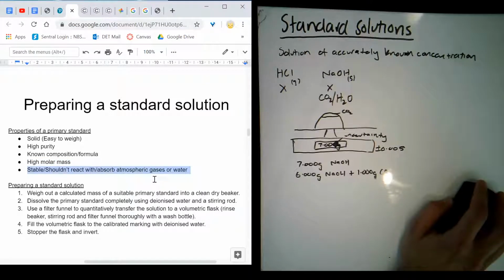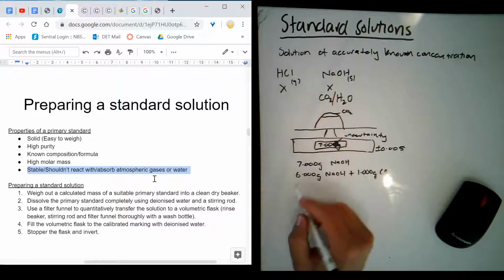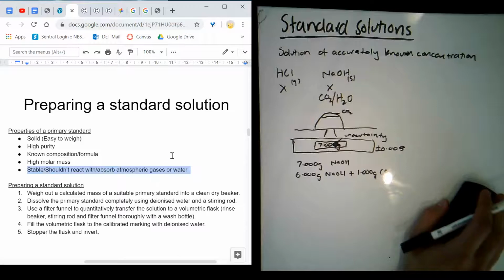We can't have it reacting with atmospheric gases or water, otherwise we don't know the composition of what we're weighing, and we can't then work out from this the number of moles, whether it's 7 grams or 6 grams in the sample. It's going to be inaccurate there. So this is how you pick a primary standard.